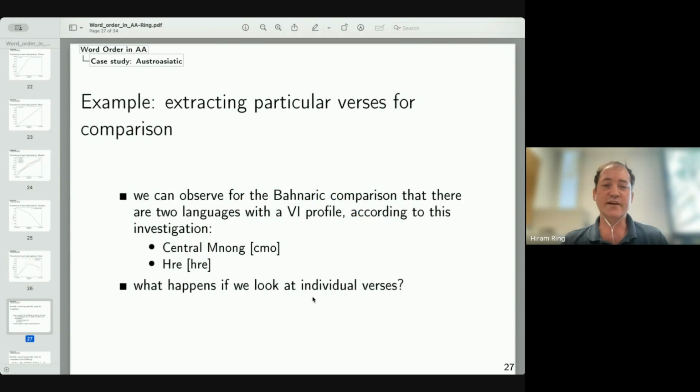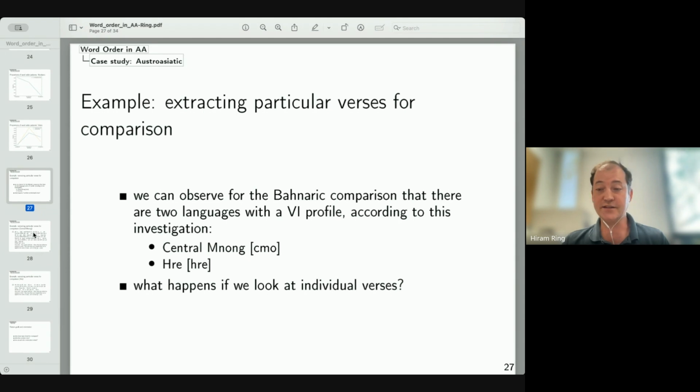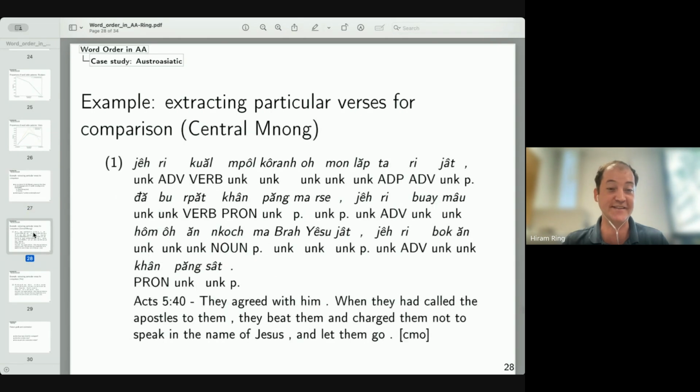So let's take a look now at the Bahnaric comparison for two languages that seem to have a verb initial profile. One nice thing that you can do with a data set like this is to extract individual verses, and this will illustrate the need for more and better annotation for this data set.